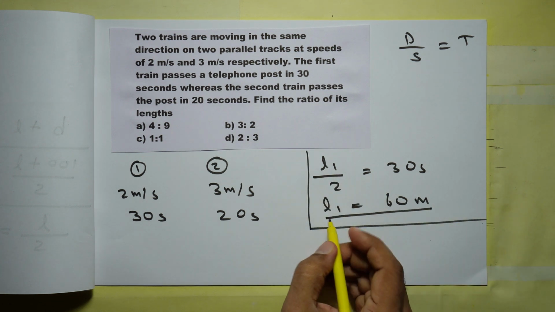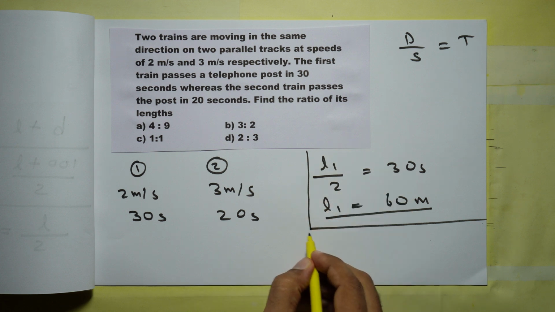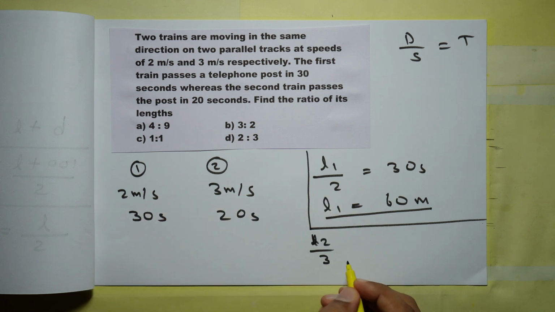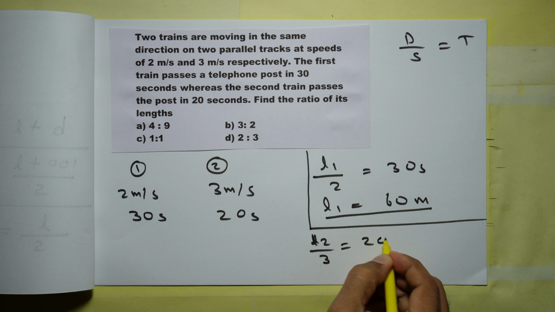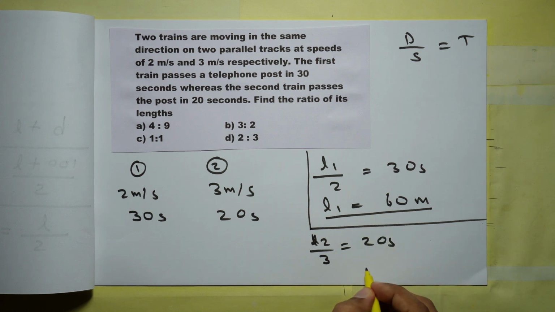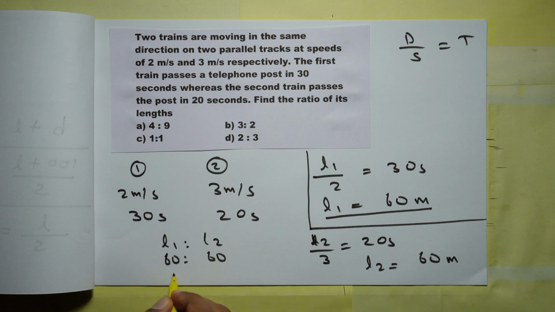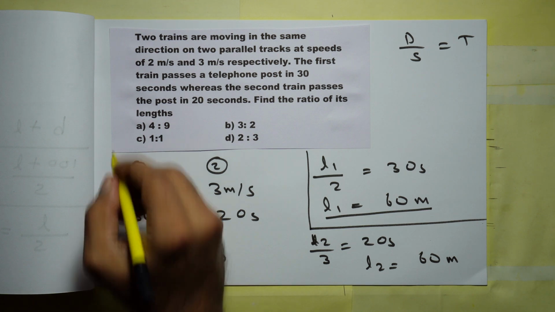Now we'll find out the length of the second train. I'll form the equation here. I'll take the length of the train to be L2 divided by speed, which is 3, and the time required is 20 seconds, from which you will get L2 is equal to 3 into 20, again 60 meters. So L1 is 60, L2 is also equal to 60. So L1 is to L2, that ratio is 60 is to 60, which is the same as 1 is to 1. So the required ratio is 1 is to 1, option C.